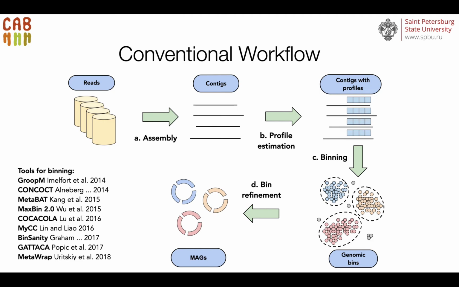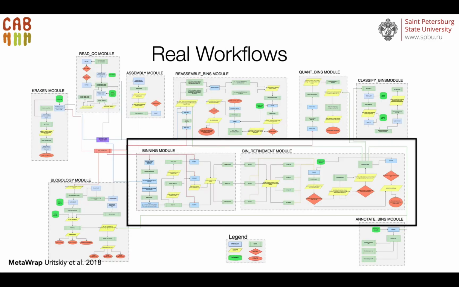There are lots of different tools for the binning developed over the last few years. But the real workflow for the binning and for the binning refinement could be quite complex. Here is an example of the binning and bin refinement from MetaWRAP. It involves running multiple binners together and then joining or taking the consensus of the binning assignment via the dedicated bin refinement procedure.